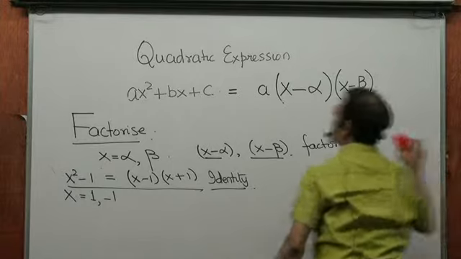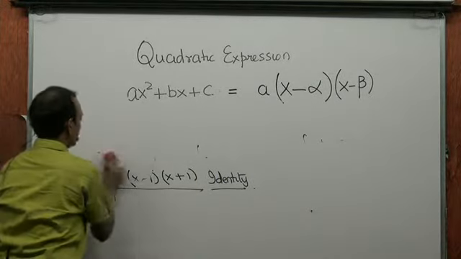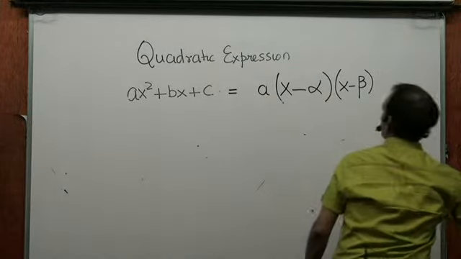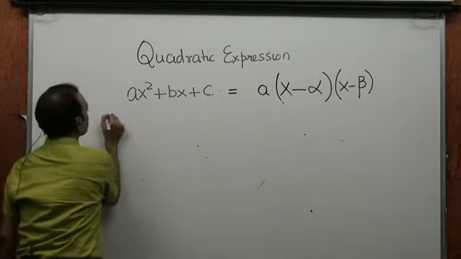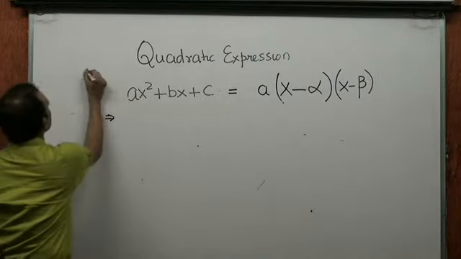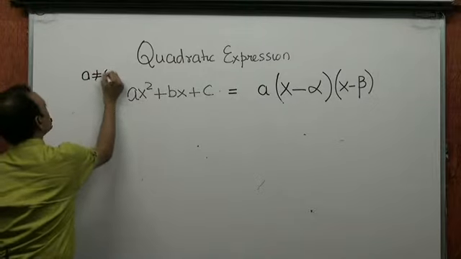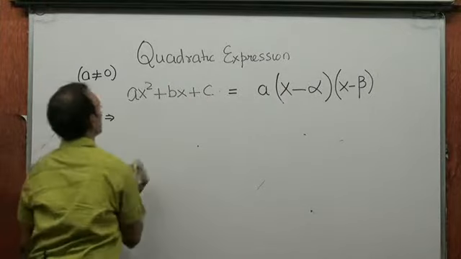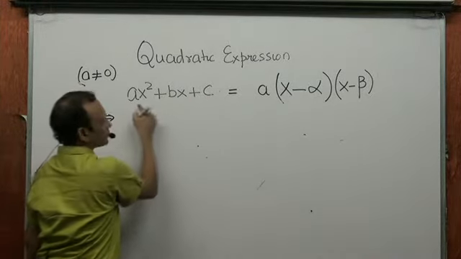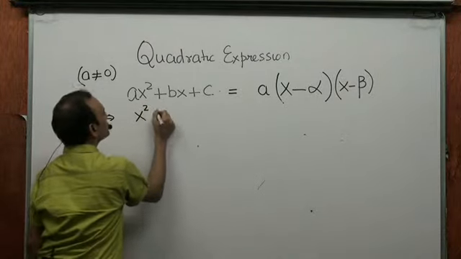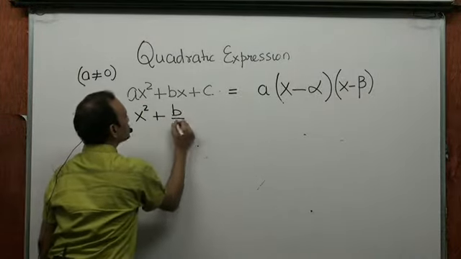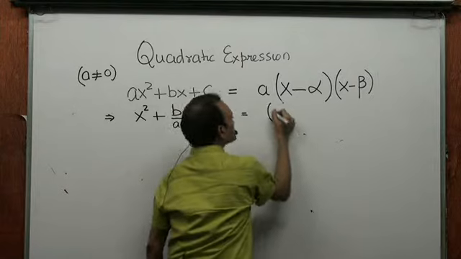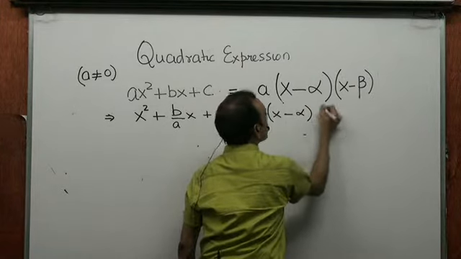Now, having said this, what we could do is, since a is not 0, assuming a is not 0, other coefficients could be 0, but in a quadratic expression, a should not be 0. If a is not 0, you could then divide by a. On dividing both sides by a, you get x square plus b by a into x plus c by a equal to x minus alpha into x minus beta.